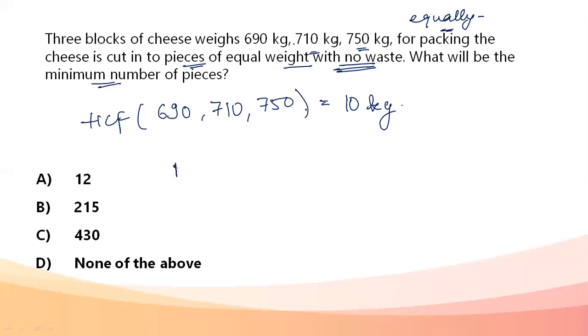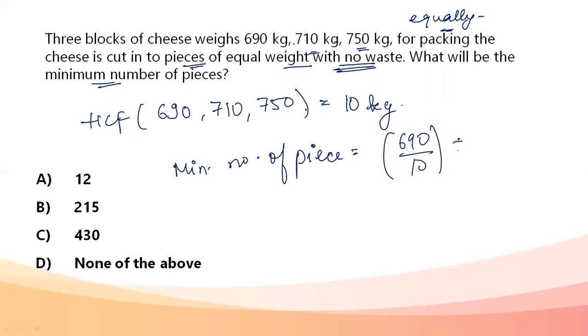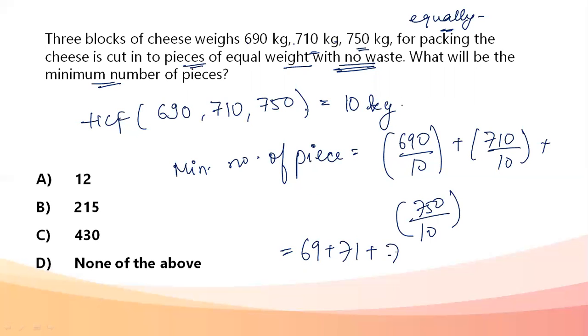Now, the minimum number of pieces becomes 690 by 10 plus 710 by 10 plus 750 by 10. When we do this, this becomes 69 plus 71 plus 75. On addition, this comes out to be 215. That is the minimum number of pieces, answer option B, 215.